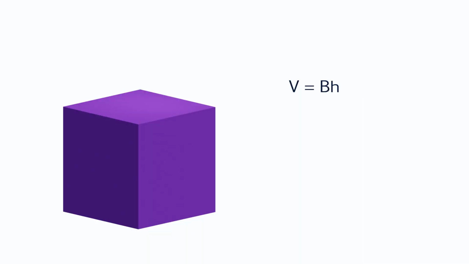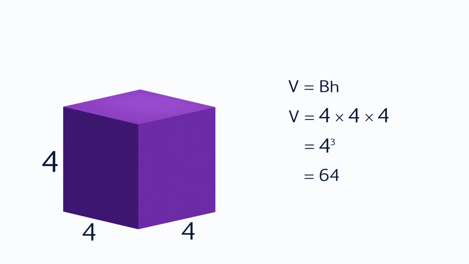A special type of rectangular prism is the cube. Since the length, the width, and the height are all equal, you can find the volume in a clever way. Say you want to find the volume of a cube with edges of length 4. Then the formula V equals B times height is V equals 4 times 4 times 4. This is equal to 4 cubed, which equals 64.